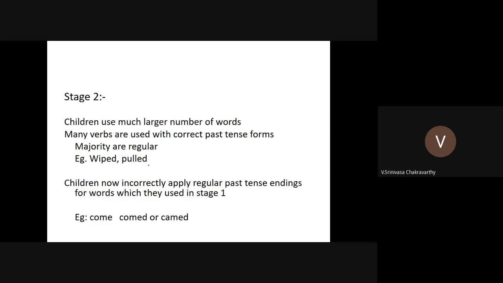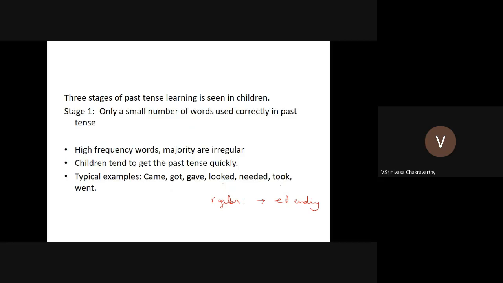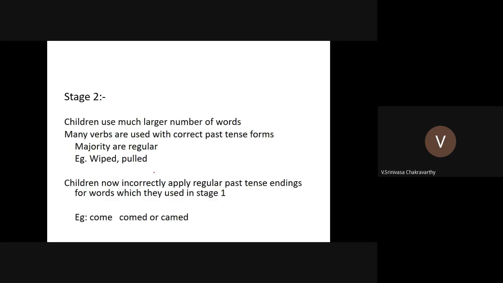Now, in the second stage, the kids will have greater vocabulary. So they'll start using a lot more words, and a lot of them are regular now, like wipe and pulled and so on. But what happens is once they are exposed to this large stock of verbs with a regular ending, they start messing up their past tense of the verbs which they've learned in the first stage, right? So all these irregular verbs, irregular past tense cases, they start messing them up and start wrongly applying the regular ending to the irregular verbs.